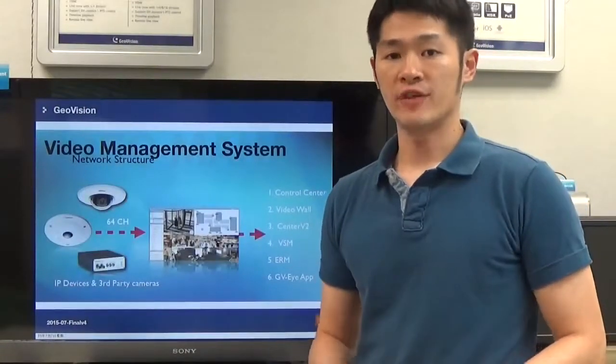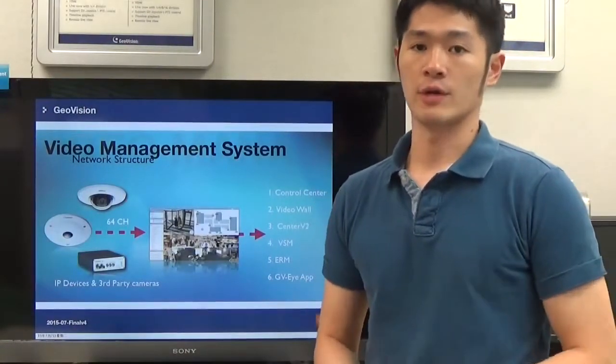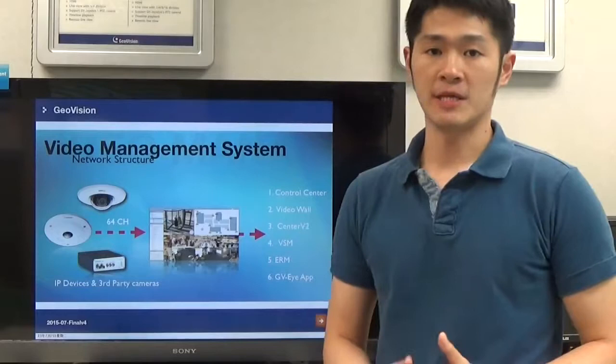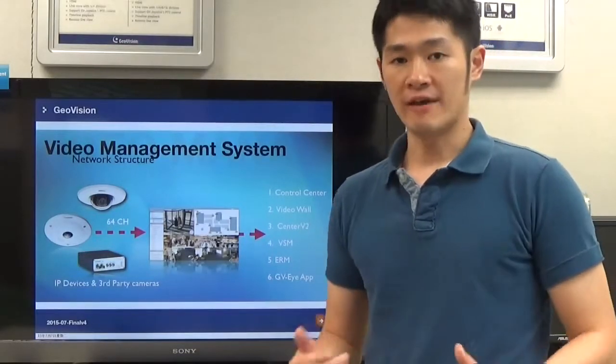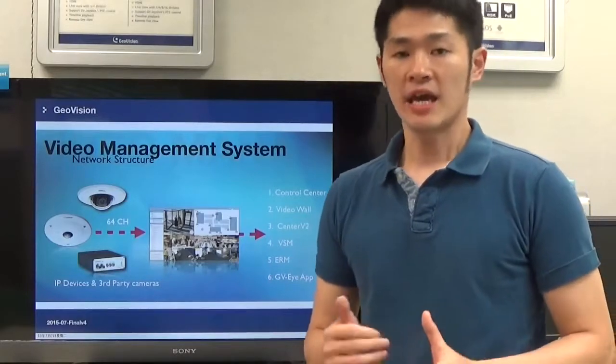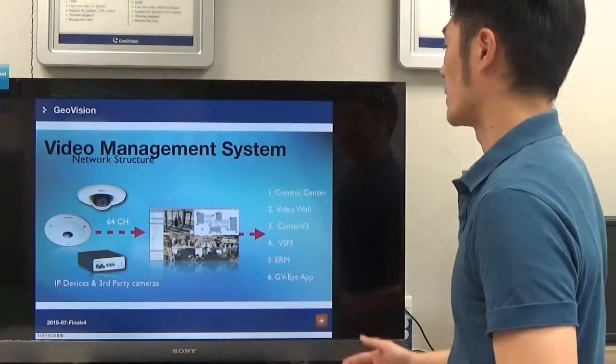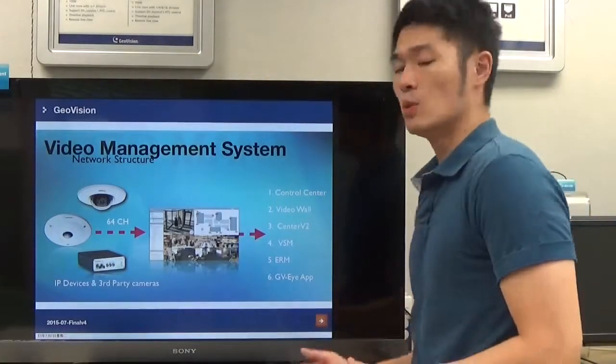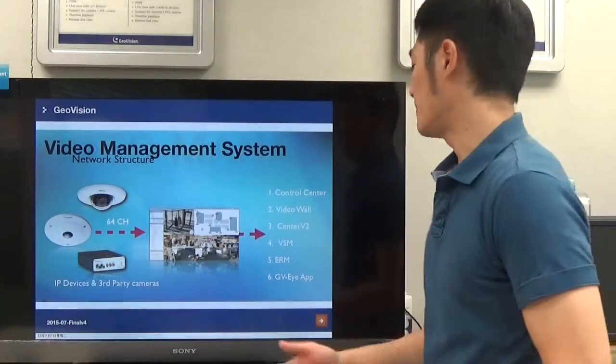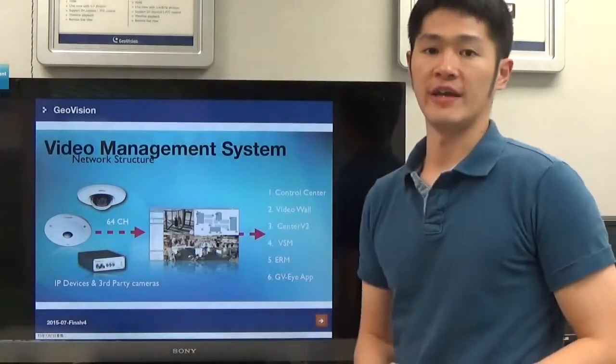As we talked about, VMS is an IP-based software, so you can have the GeoVision IP devices, third-party cameras, and video server connected to VMS. Once they're connected to VMS, it is able to distribute those channels to other integrated software, such as Control Center, Video Wall, Center V2, VSM, Azure Recording Manager, and GVI.